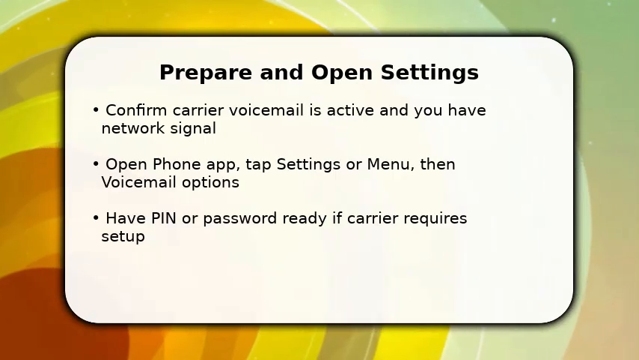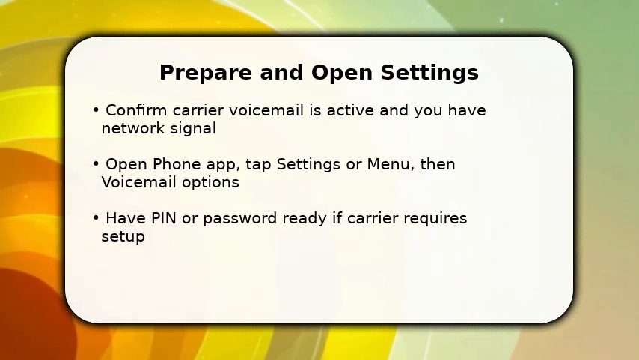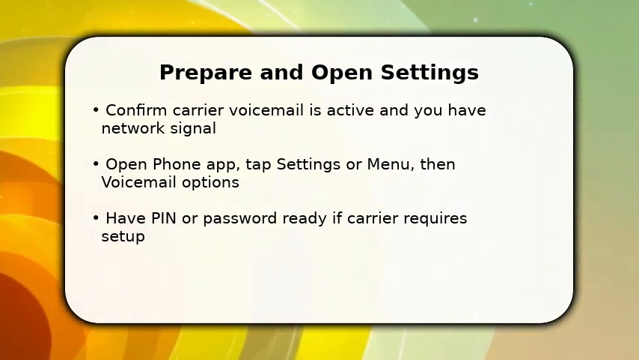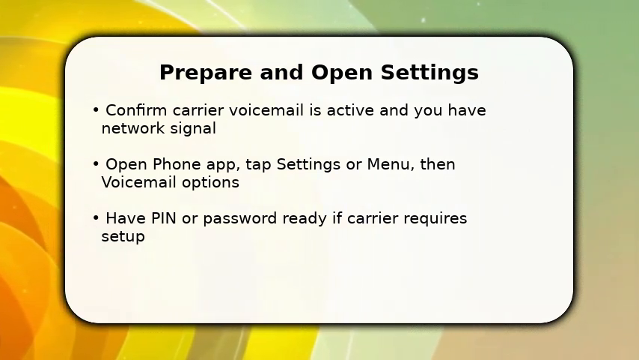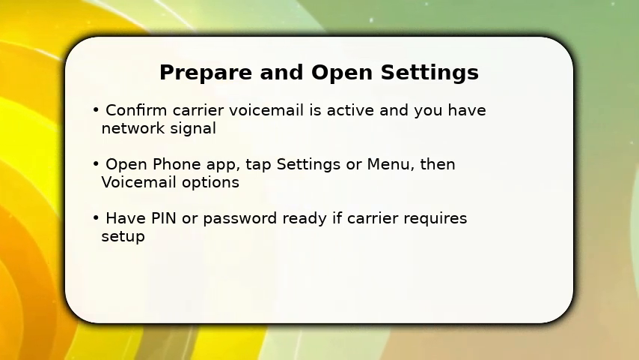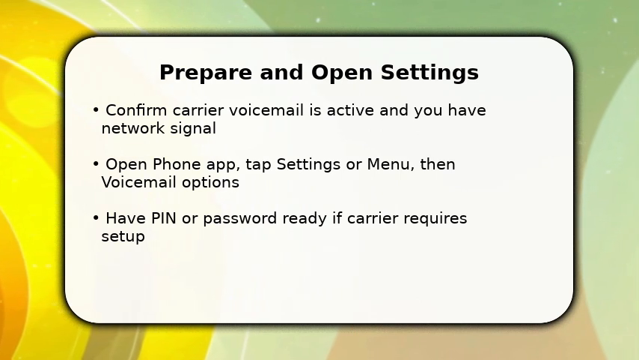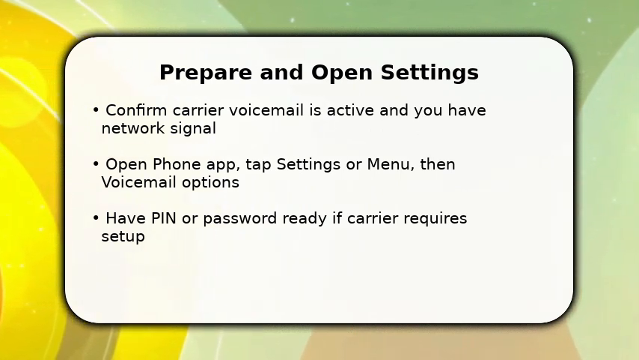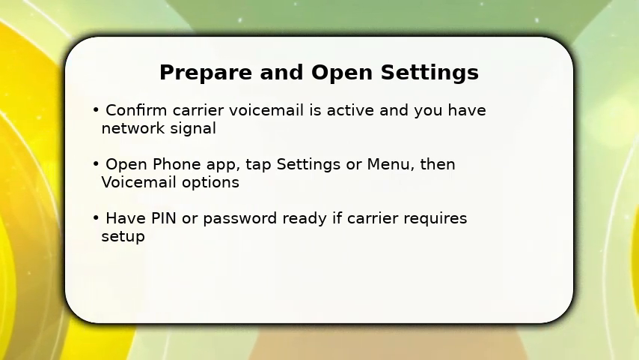You start by making sure voicemail with your carrier is active and you have a stable signal. This prevents setup errors. Next, open the phone app and go straight to Settings or the three-dot menu, then choose Voicemail Options. That's where default settings live. If your carrier needs a PIN, enter it now so you won't be interrupted. This step establishes your identity with the voicemail system. Once done, you're ready to select default greetings and deposit options in the next step.